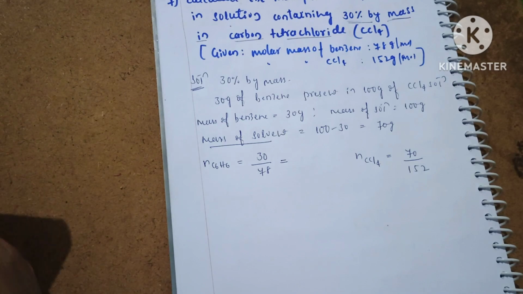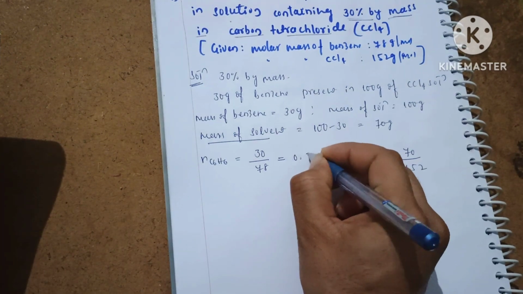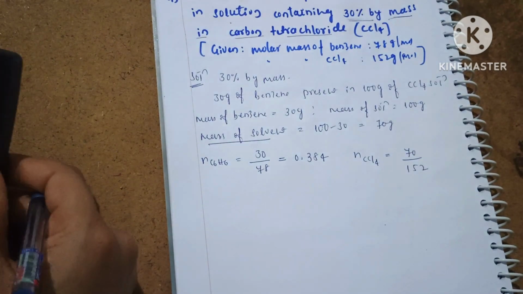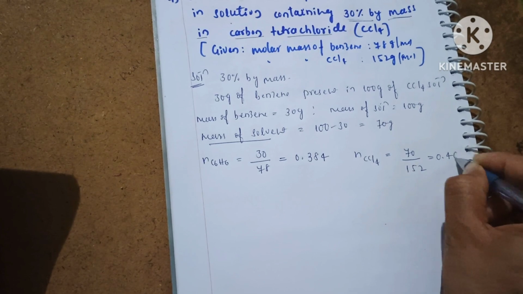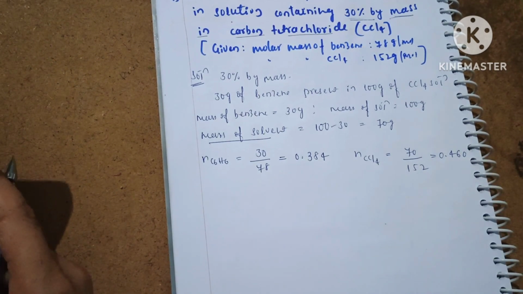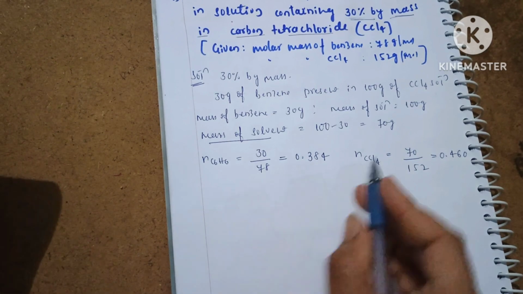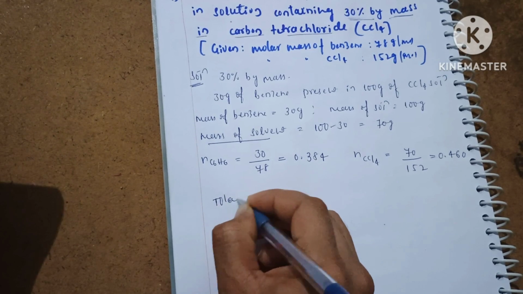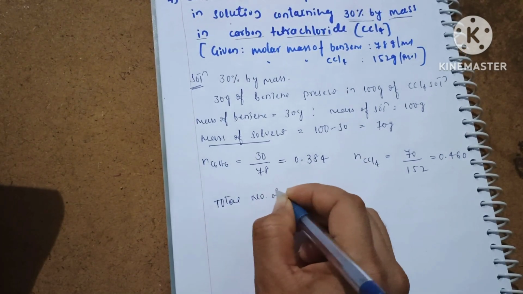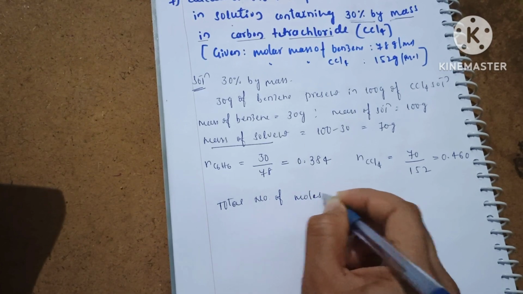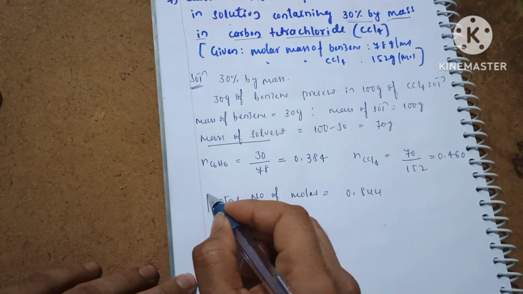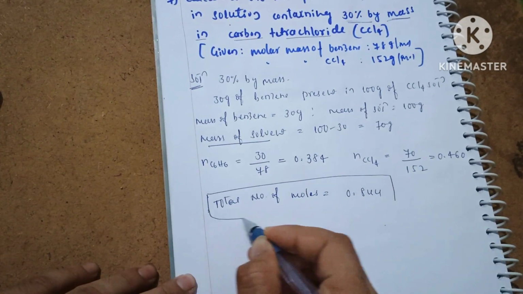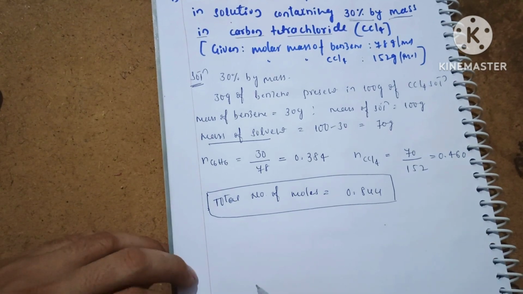So now the number of moles of benzene is 0.384. Similarly, the number of moles of CCl4 is 0.460, and the total number of moles is 0.384 plus 0.460, which is equal to 0.844. So this is the total number of moles, and I have calculated the number of moles of benzene as well as CCl4.